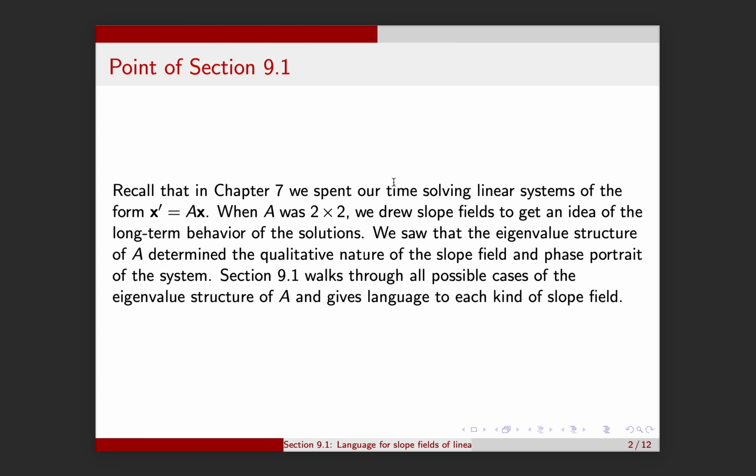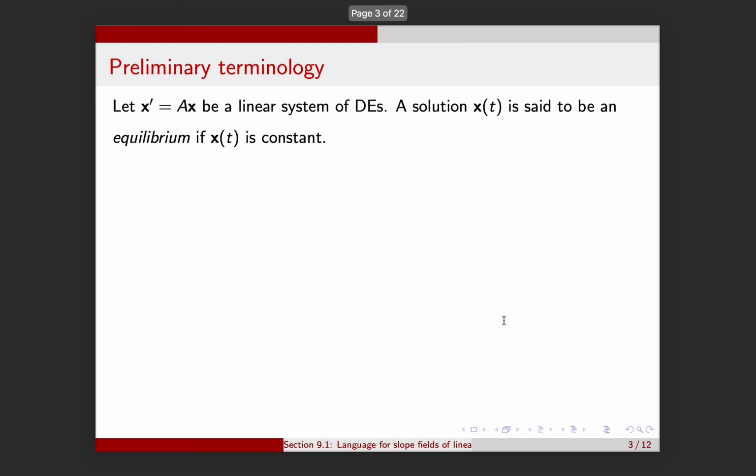So recall in chapter 7 we saw that the eigenvalues of the corresponding coefficient matrix can determine the shape, the kind of thing you're looking at when you look at the slope field. Sometimes you get a spiral, sometimes you don't, and the eigenvalues determine that kind of behavior. So we are just going to provide language for all of the different, qualitatively different kinds of pictures. So spiral is a technical term, and we'll introduce other technical terms just to give language to what we're looking at. So some preliminary terminology here.